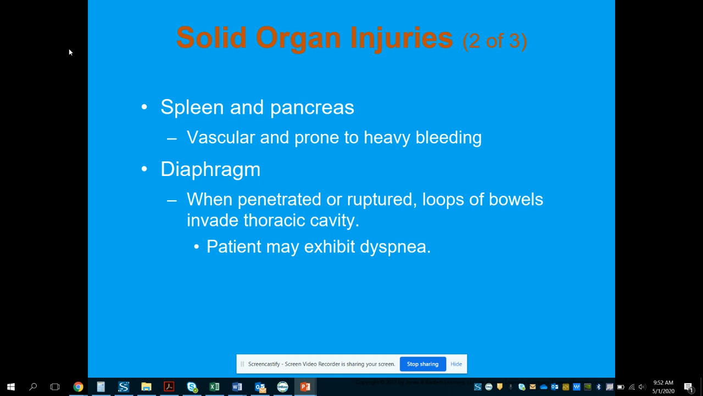We know that we can live without the spleen, but it is a blood storage area. So any injury there is going to cause a massive amount of blood loss into the abdominal cavity, and prior to it being able to be removed, it can cause a lot of damage.